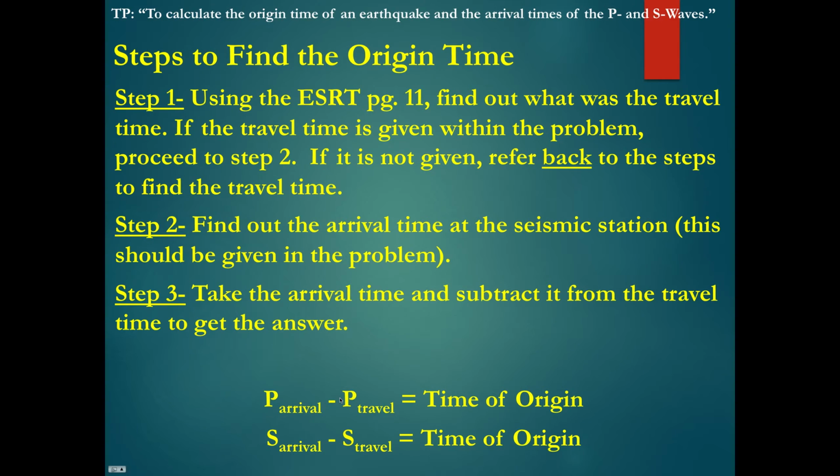P arrival minus P travel time equals the time of origin. Because we know that it takes some time for the P wave to get there, the earthquake happened in the past from when it arrived at the station. And same thing, S arrival minus S travel time equals time of origin. When the seismic station registers the arrival time of the S wave, it took some time for the S wave to get there from the epicenter, which is your travel time.